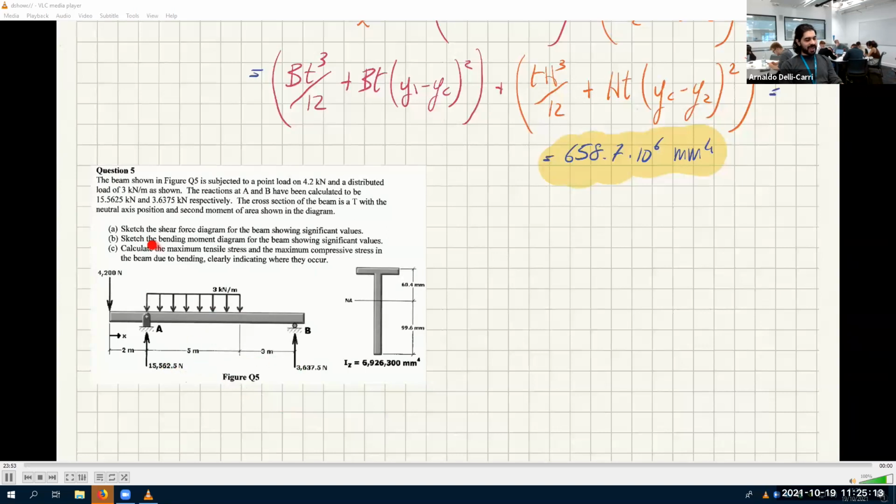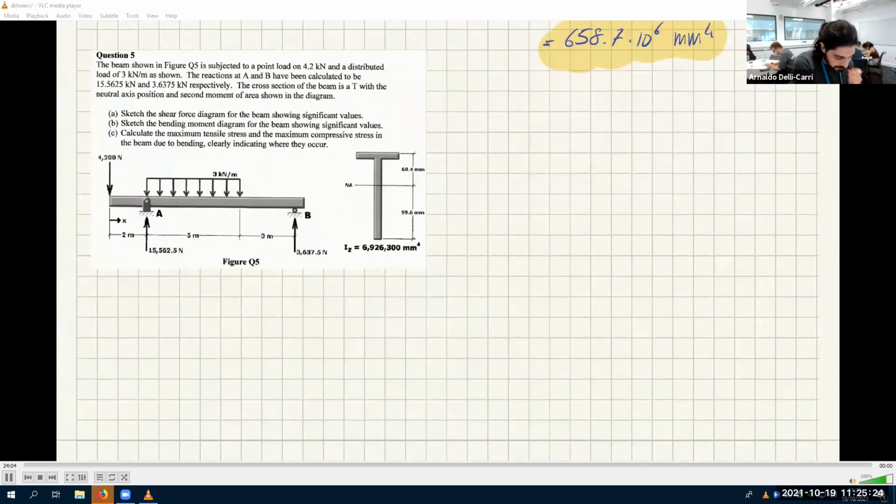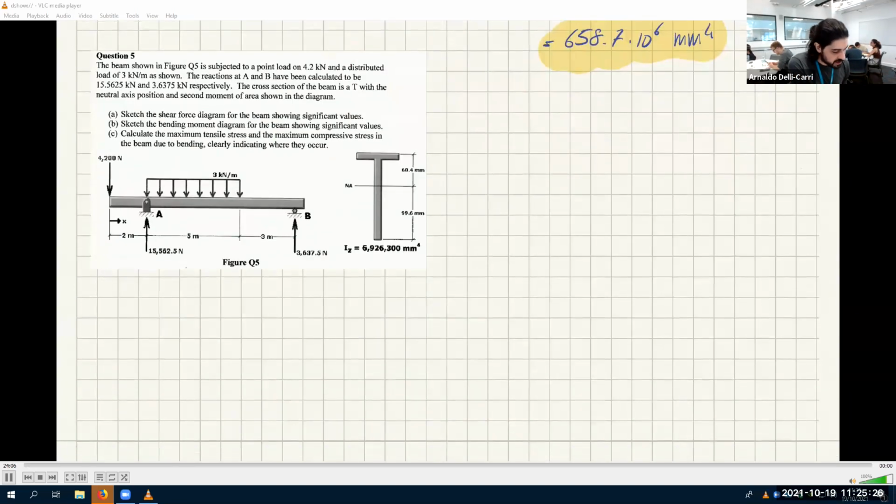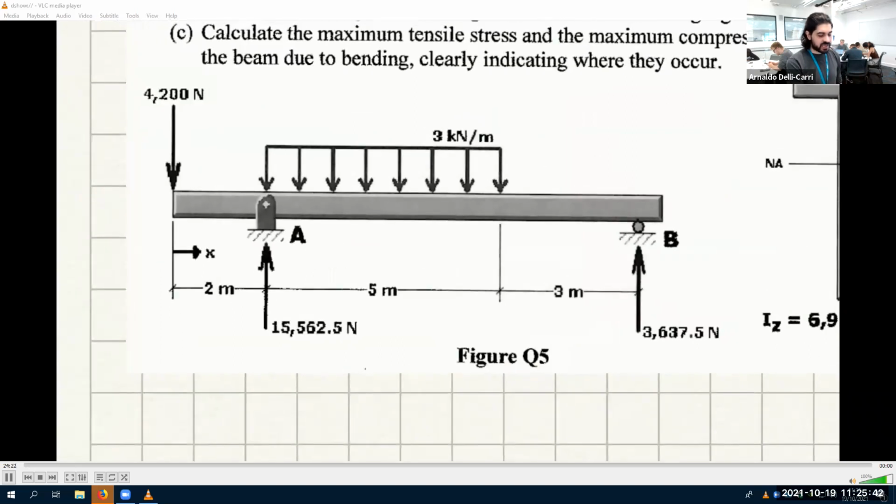So we want to sketch the shear force diagram for the beam showing significant values, and sketch the bending moment diagram for the beam showing significant values. All right, how do we do this? We also want to find the maximum tensile stress and the maximum compressive stress in the beam due to the bending and where they occur. So which point in this beam is the most stressed point? That's what I'm asking in bending. All right, how do you do that? How many segments do you need to study this beam in?